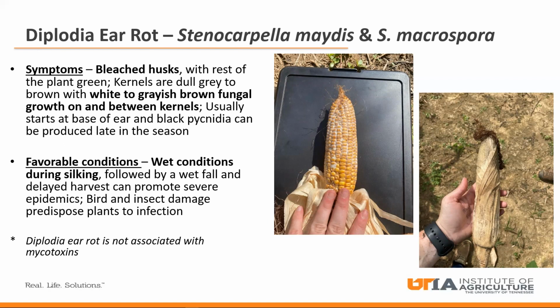Here again, it's more wet conditions that favor this ear rot, as well as delayed harvest can promote severe epidemics. Bird and insect damage also predispose plants to these infections. But it is nice, at least for this ear rot, it is not associated with a mycotoxin. So here it's mainly the damage that the ear rot causes to the ear and the kernels that we're concerned with.